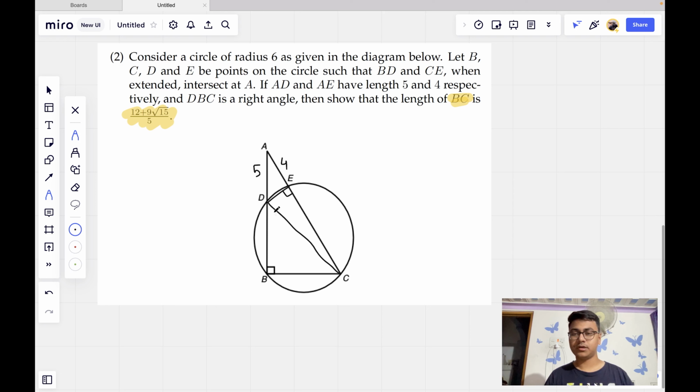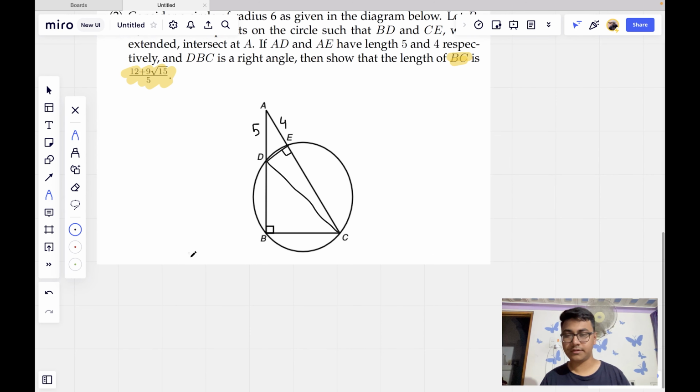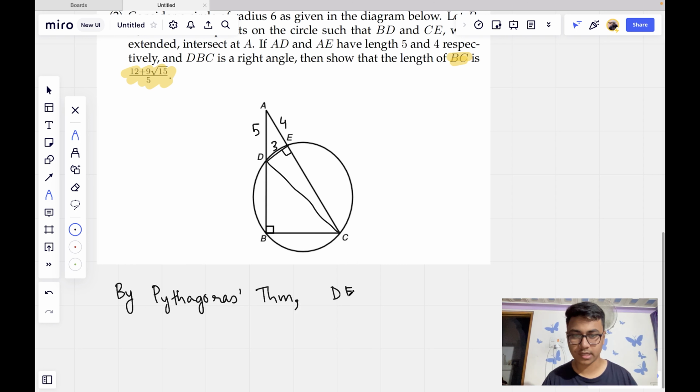So DC is a diameter and angle DEC is 90 degrees. What else? So since angle DEC is 90 degrees, this triangle ADE is a right angle triangle now. And so we apply the Pythagoras theorem in this triangle ADE. By Pythagoras theorem, we know the Pythagorean triplet 3, 4, 5. So DE will just be 3. It's easy to calculate. DE will just be equal to 3.